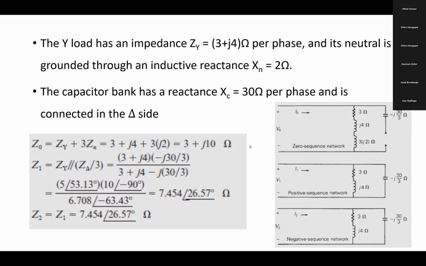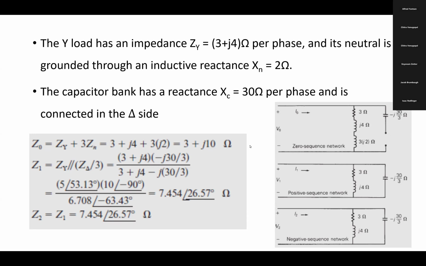Just by looking at the sequence components, we cannot say whether it's a line to line or line to ground fault. After you learn the sequence components and know how to put them in, then you have to connect the sequence components in different ways. I told you how to connect them. A single line to ground fault means all the impedances are connected in series. If it's a line to line ground fault, then all the impedances must be connected in parallel.